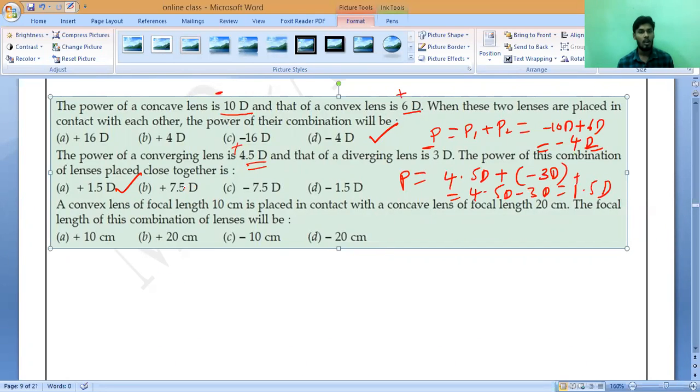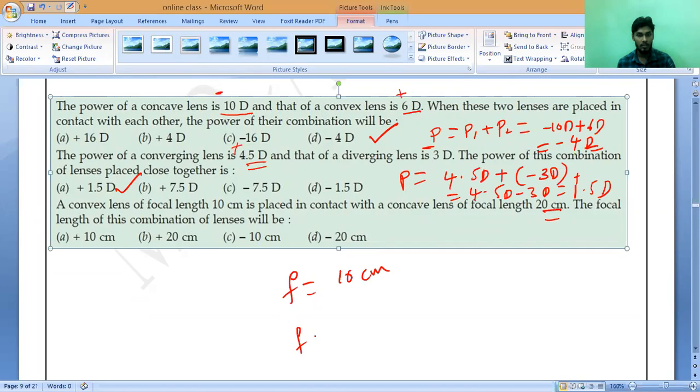Next, a convex lens of focal length 10 centimeter and a concave lens of focal length 20 centimeter. The focal length of this combination of these lenses will become? Minus 10 centimeter. Concave lens for convex lens of focal length is 10 centimeter. Convex lens, so F is equal to what? Plus 10 centimeter. Is it yes or no?